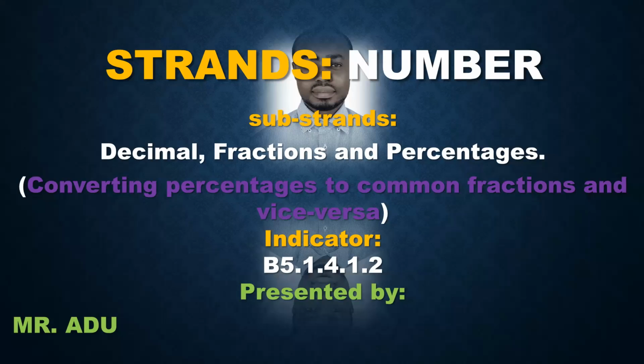Today, our strand is Number. Our sub-strand here is decimals, common fractions, and percentages. Within this sub-strand, what we are going to do today is how to convert percentage to common fractions, and then how to convert common fraction back to percentage. So today we'll do two things at the same time: changing percentage to common fractions and then changing common fraction to percentage.